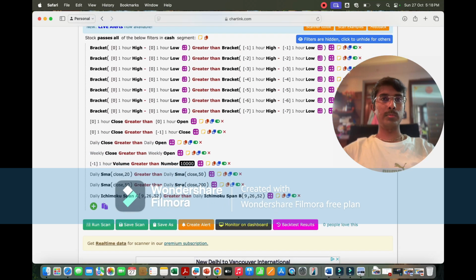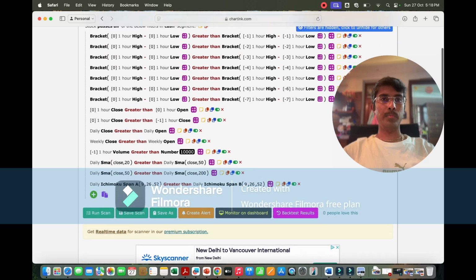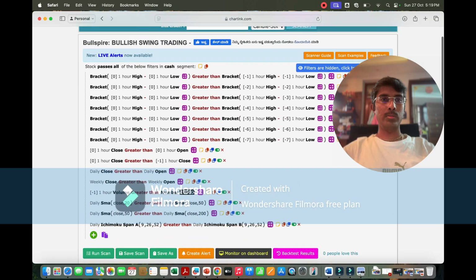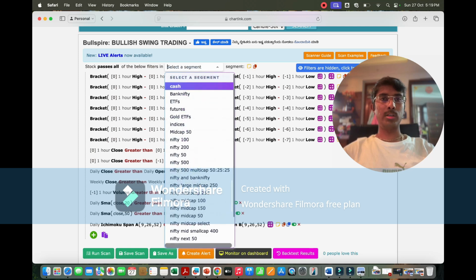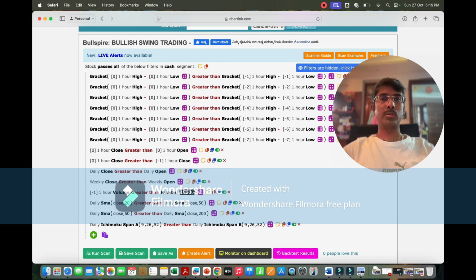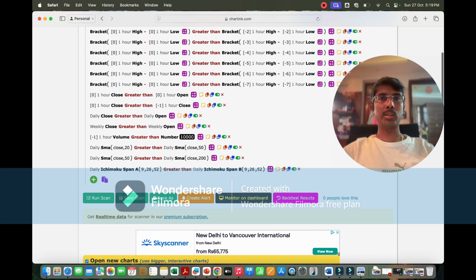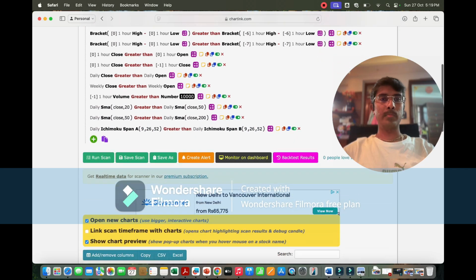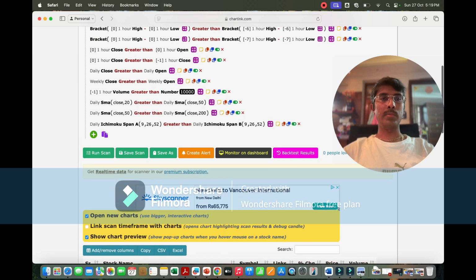The conditions which we have: stocks pass all the below filters in cash market. If you want Bank Nifty, you can select ETF, futures, Gold Nifty, either index you can select. I've just selected the cash market. So we'll select all the cash markets available in NSE and BSE, and it will filter and give. This you have to see in the 1 hour chart time frame in TradingView. So I will give a run.